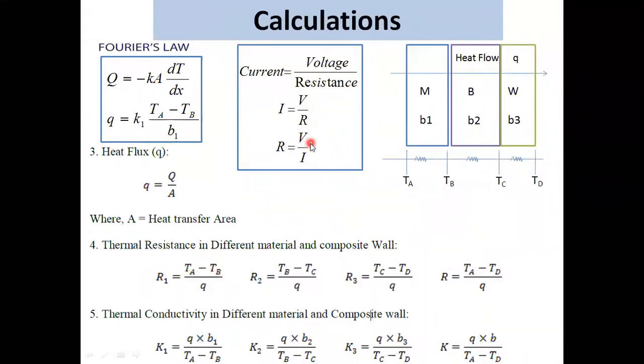So we can say that a potential difference in the electrical scenario corresponds here to the temperature difference, which is our potential, and this current is analogous to the heat. So resistance is temperature difference divided by heat. We can calculate resistance for all the slabs, that is mild steel, bakelite and wood.